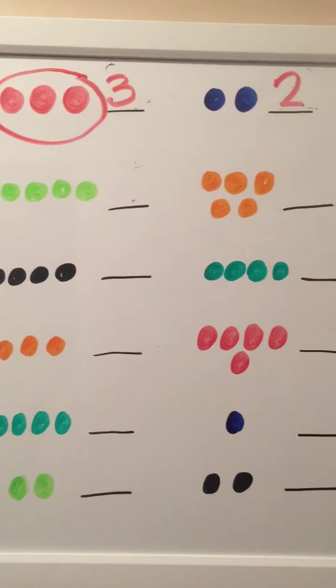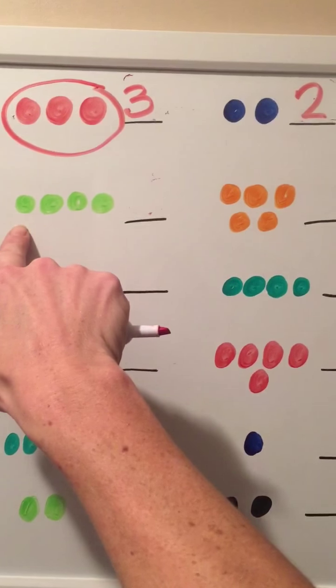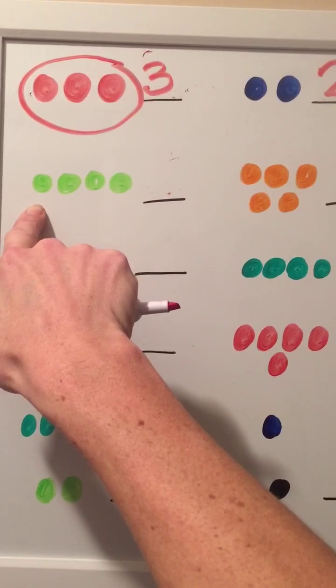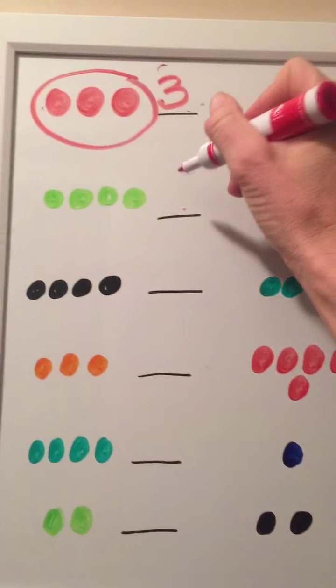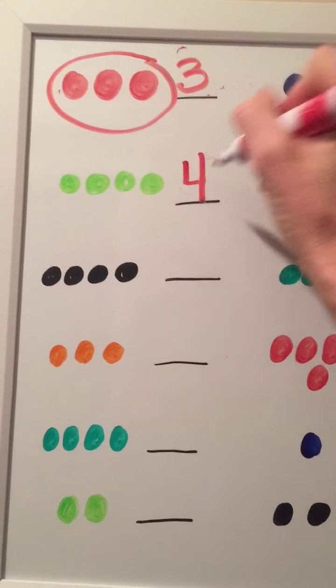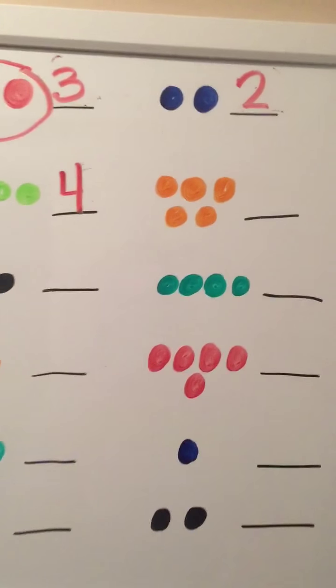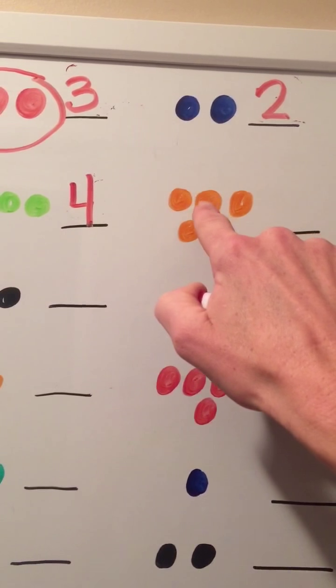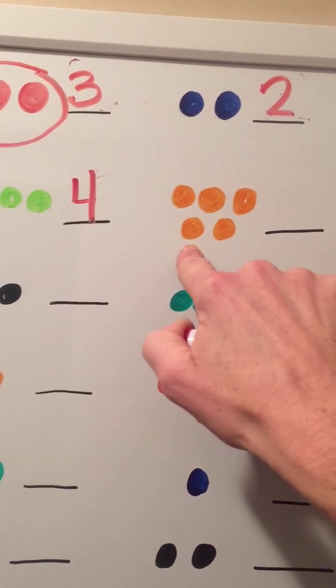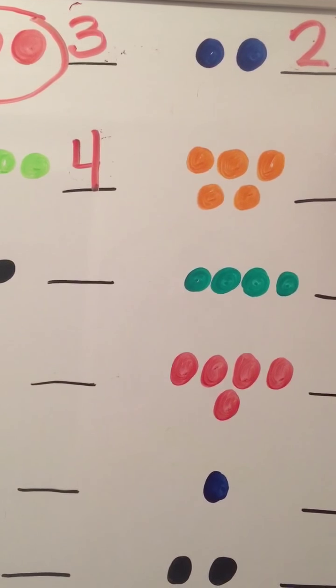All right, let's go down to the green M&Ms and let's put our finger on the first one and count. 1, 2, 3, 4. And we're going to write that number on the line next to it. Then we're going to come to the orange M&Ms and we're going to count. 1, 2, 3, 4, 5. And we're going to write that number.